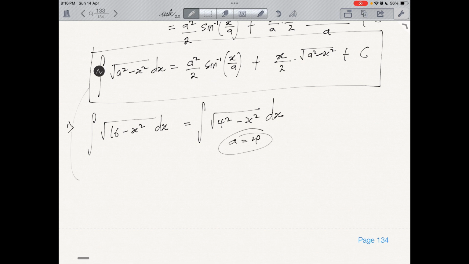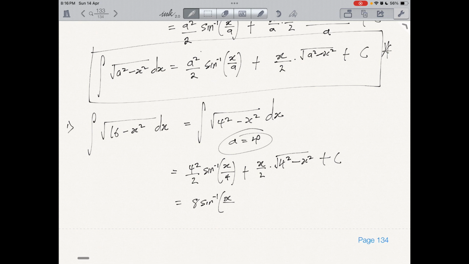So we apply this principle. Applying the principle, we have that our answer is a squared over 2, that is 4 squared over 2, arc sine x over a, that is x over 4, plus x over 2 multiplied by the square root of a squared, that is 4 squared, minus x squared, plus c. Now this becomes 8 arc sine x over 4 plus x over 2 square root of 16 minus x squared plus c. Let's take another example.